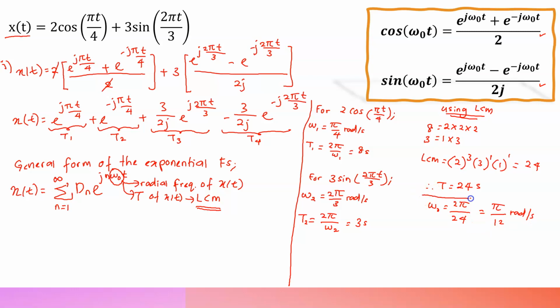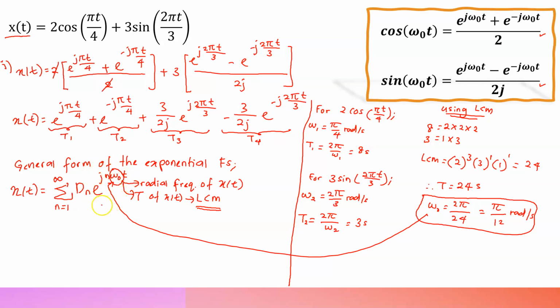So now we want to substitute this value of ω0 into here. Once we do that, we want to compare this general form of the exponential Fourier series representation with T1, T2, T3, and T4, in order for us to determine what n is. So let's do that one at a time.